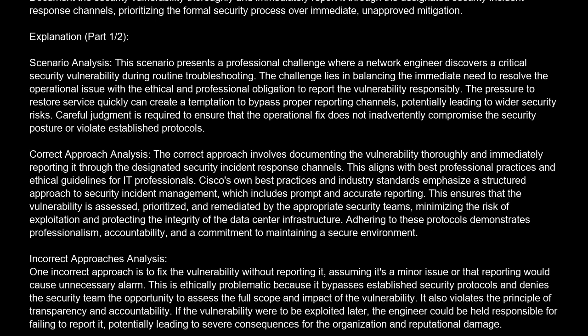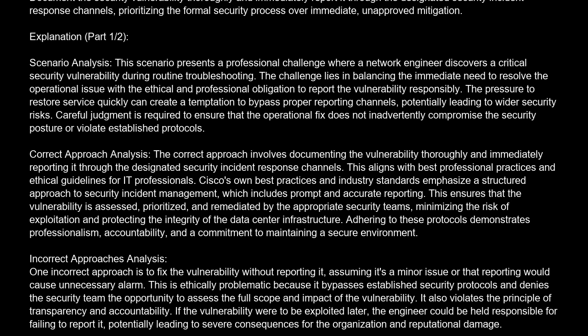reporting. This ensures that the vulnerability is assessed, prioritized, and remediated by the appropriate security teams, minimizing the risk of exploitation and protecting the integrity of the data center infrastructure. Adhering to these protocols demonstrates professionalism, accountability, and a commitment to maintaining a secure environment.